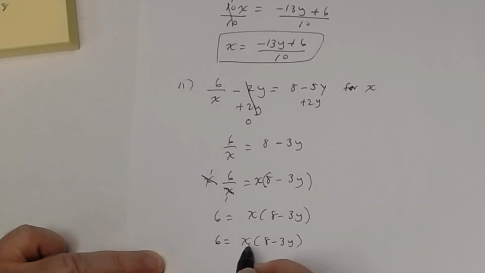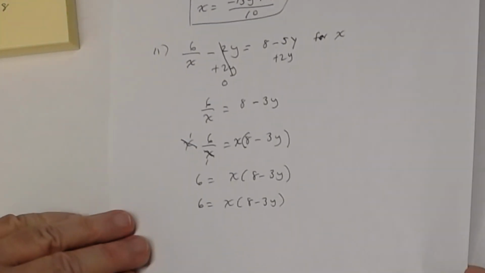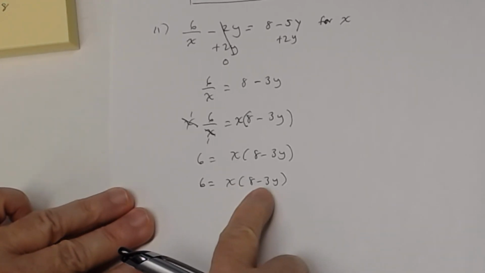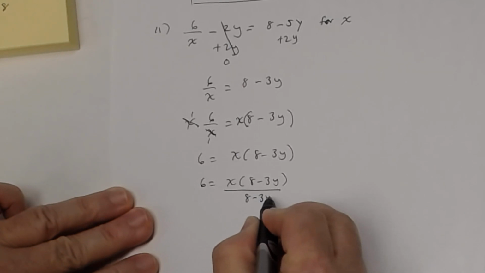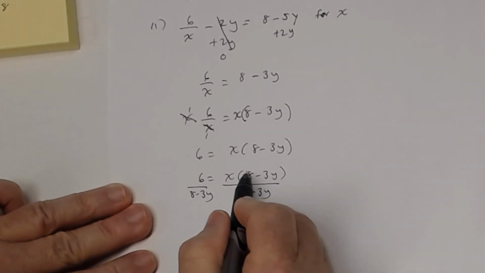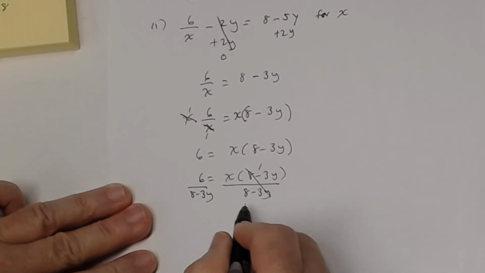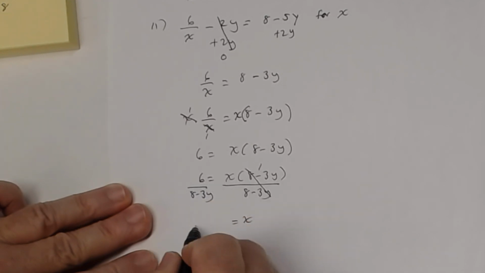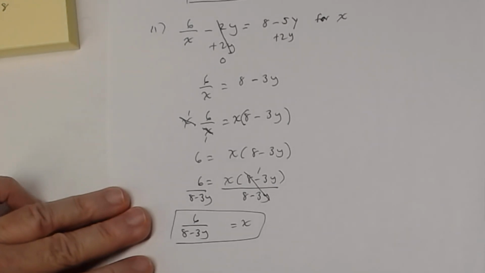To get x by itself, since I'm multiplying x by 8 minus 3y, the opposite of multiplication is division. So let's divide by 8 minus 3y. And so notice these 8 minus 3y's divide out. You get x times 1 is x. You get x equal 6 divided by 8 minus 3y. And there's your answer. And so that's it.